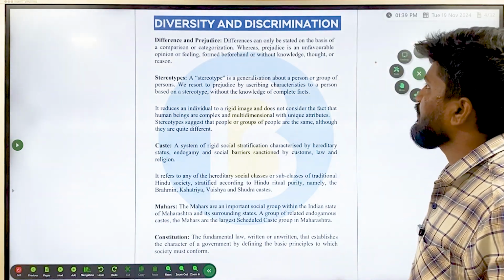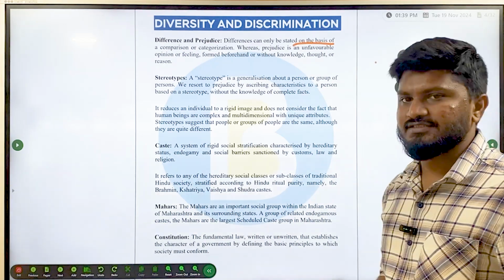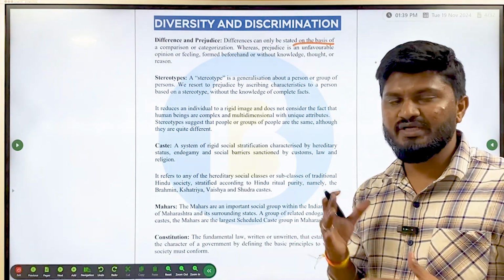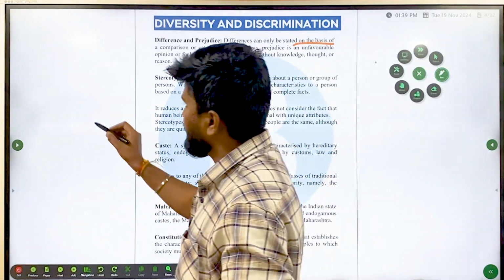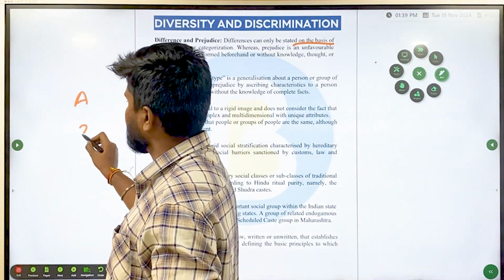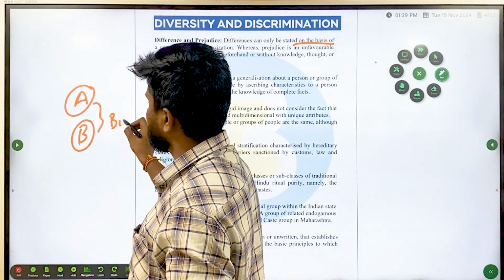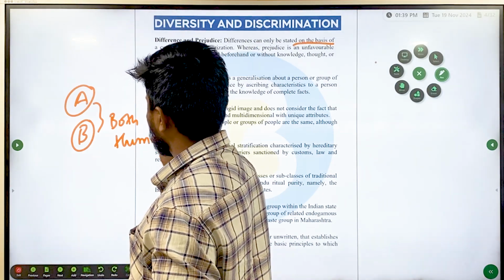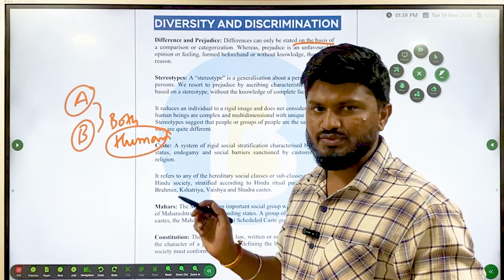Differences can only be stated on the basis of comparison or categorization. You can only point out the difference between two communities or two individuals if you start comparing them. Normally, a person A and a person B, both are human beings. There is unity and there are no differences.